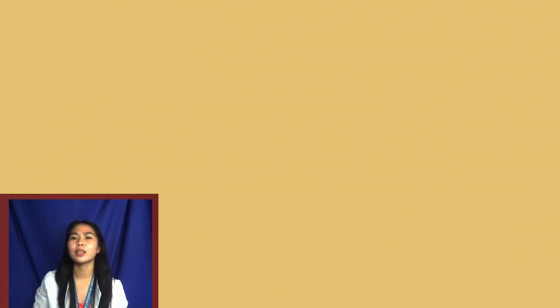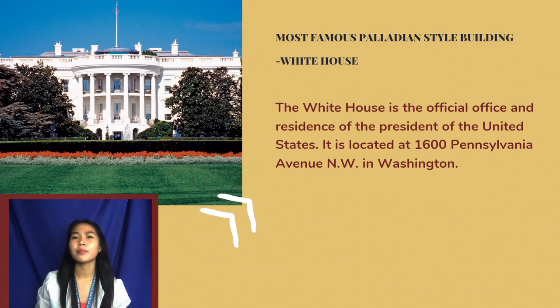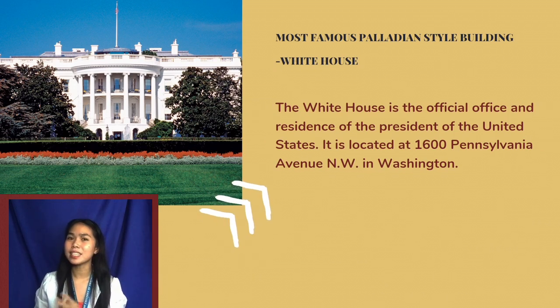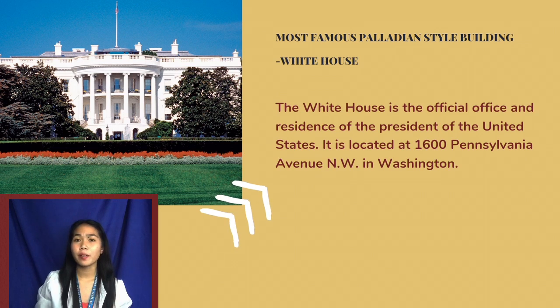Now let us proceed to the most famous Palladian style building. So the most famous Palladian style building is no other than the White House. The White House is the official residence and office of the President of the United States. It is located at 1600 Pennsylvania Avenue Northwest in Washington. It has been the residence of every U.S. president since John Adams in 1800.